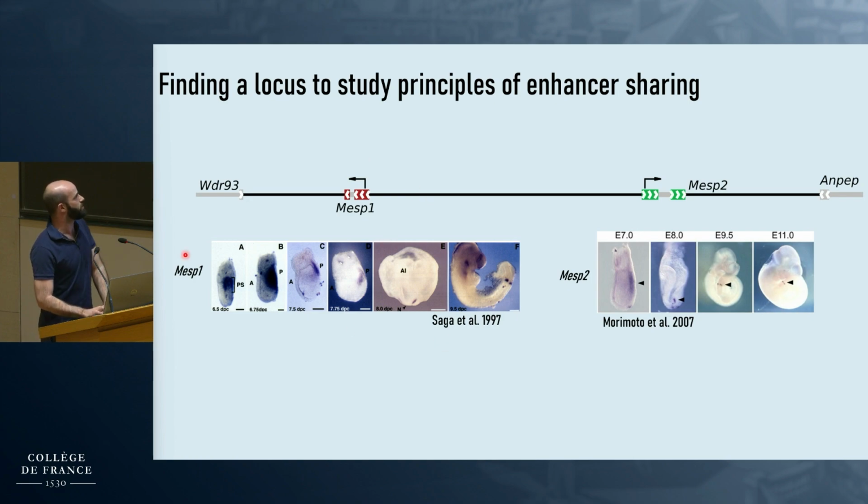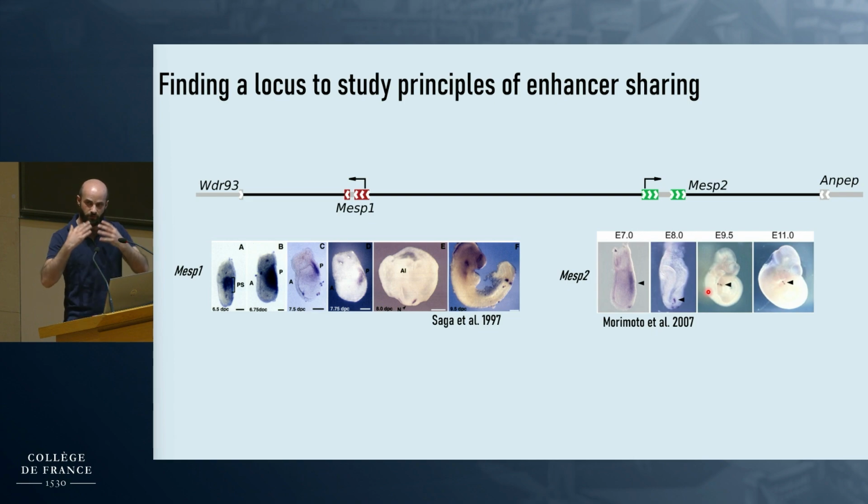The regulation is partially shared. You have 2 waves of expression during mammalian development. You have an early wave right around the time of gastrulation. At the site of the primitive streak, MESP1 gets strongly activated and MESP2 much more weakly. And at later stages during somite formation, you can see that both transcripts are now detected.